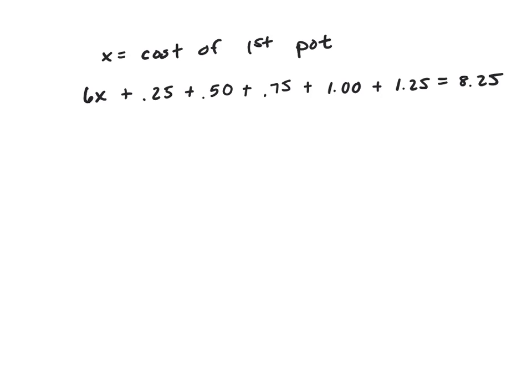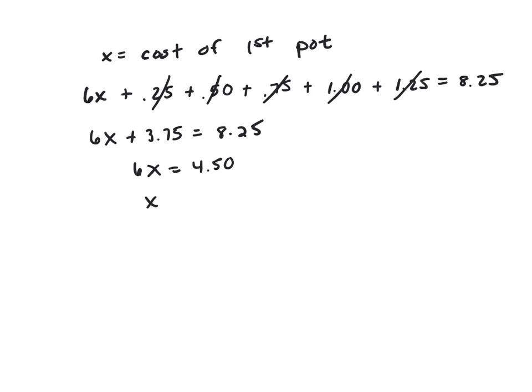The total is $8.25. So this is 6x plus, well, let's see here. There's $1 right there, and there's $2, and there's $3.75. So $3.75 equals $8.25. Subtract $3.75 from both sides, and that gives you $4.50. And then I'm going to do a little long division, 4.5.